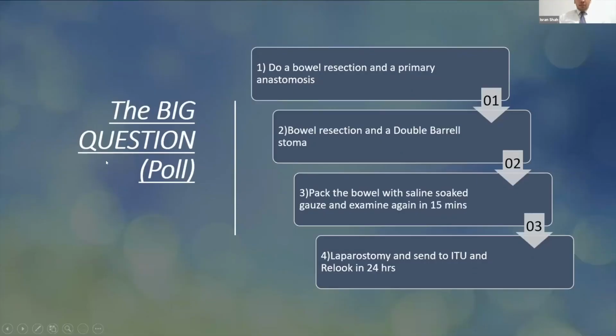Now, if we keep this image in our mind, what do we think we should do next? Should we resect this bowel and do a primary anastomosis, or should we resect this bowel and bring out a double-barrel stoma, or shall we pack the bowel with warm saline-soaked gauzes and examine in about 15 to 30 minutes and see how it goes? Or shall we do a laparostomy, send her to ITU, and relook in 24 hours?